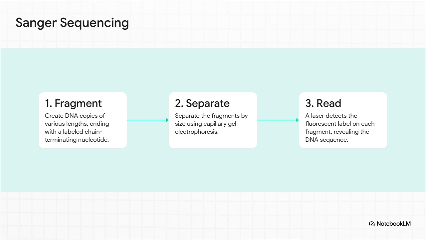And finally, a laser zaps each fragment as it goes by, reading the color of that final tagged letter. So if the shortest fragment ends in a green A, and the next one's a red T, and the next is a blue G, boom, you've just read the sequence, ATG. You just have to scale that up, and you can read an entire genome.